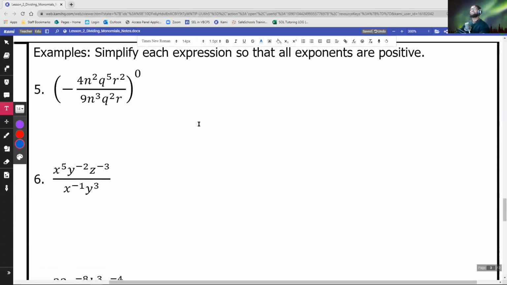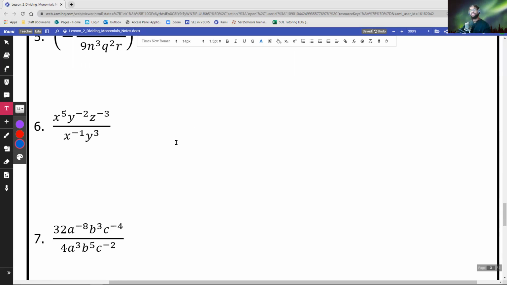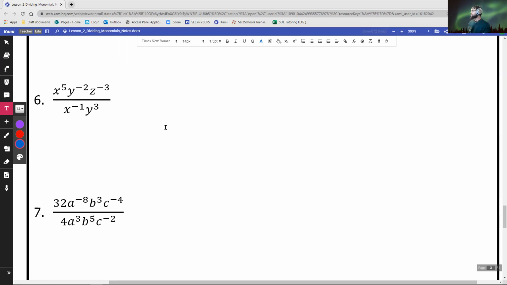All final answers should have positive exponents. So examples say simplify each expression so that all exponents are positive. As confusing as 5 looks, I am confident that every single one of you all can do that. And if you are confused about how to do number 5, scroll up and look at what we just wrote, okay? Let's look at number 6 instead, and then I'll save number 7 for you all. Number 6 says x to the 5th times y to the negative 2 times z to the negative 3 over x to the negative 1 y cubed.